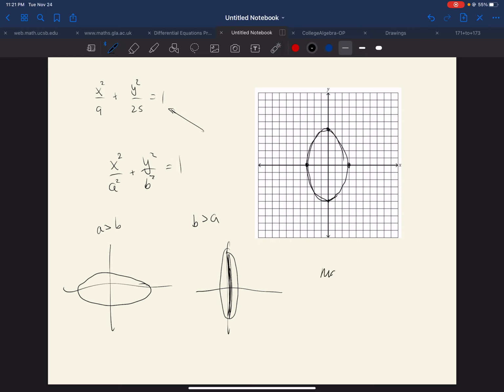So I would say that the major axis length is, we went 5 and 5, so that should be 10. And the minor axis length should be, we went left and right 3, so that should be 6.